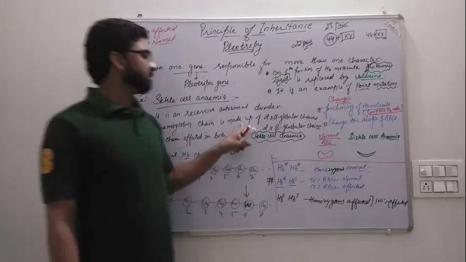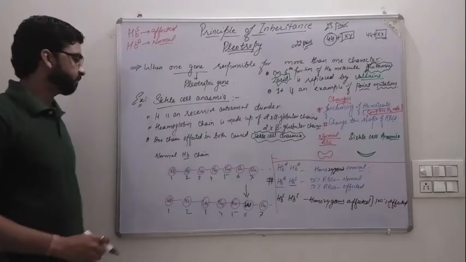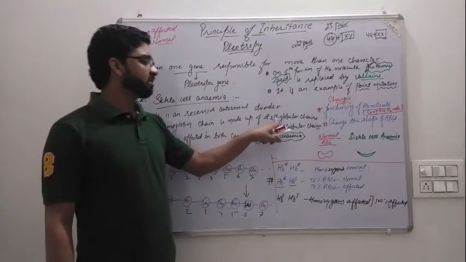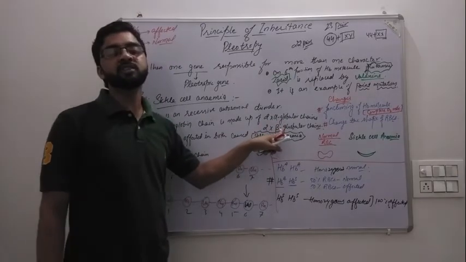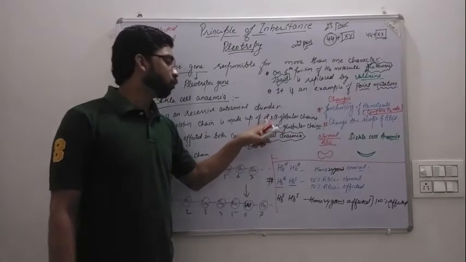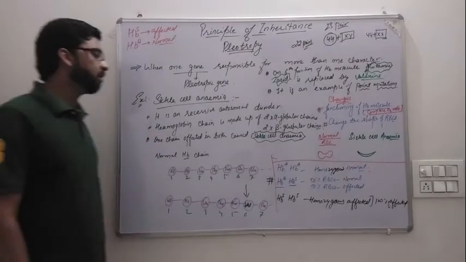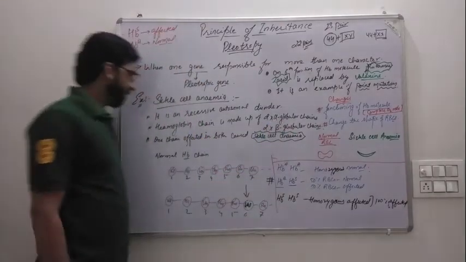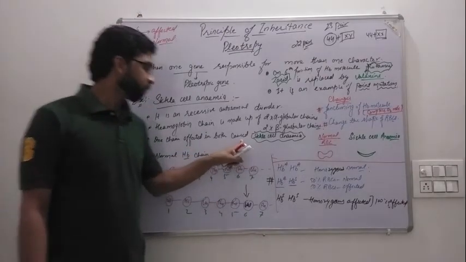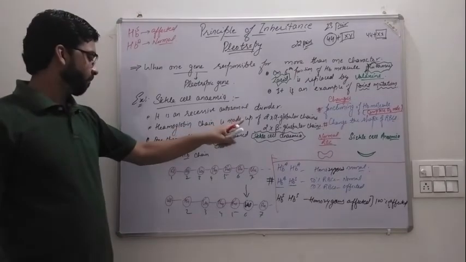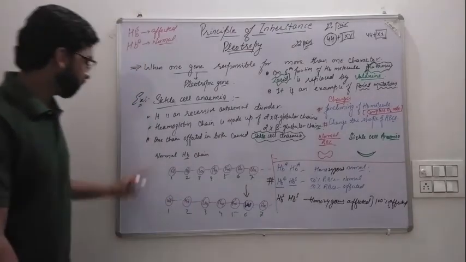Hemoglobin is made up of two kinds of globular chains: alpha globular chains and beta globular chains. There are 2 of each, so the total number of chains in a hemoglobin molecule is 4, 2 alpha and 2 beta. If any one chain is affected, it causes sickle cell anemia.